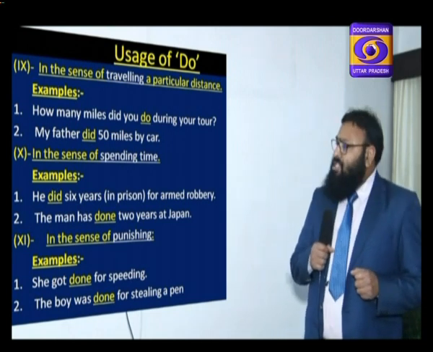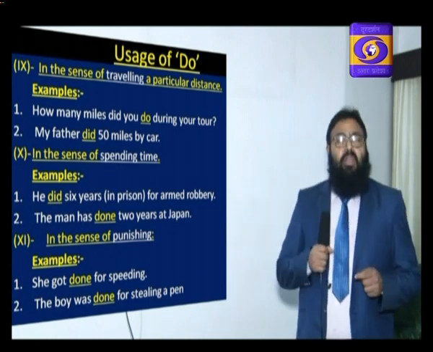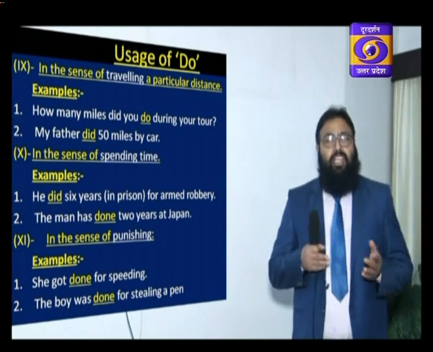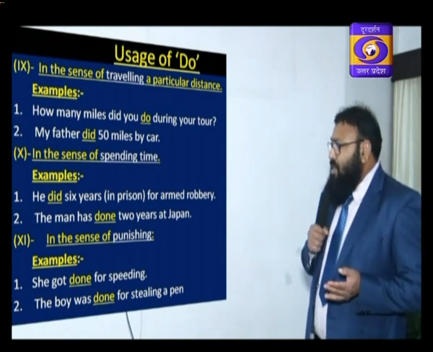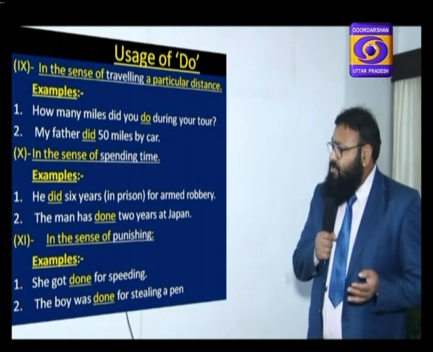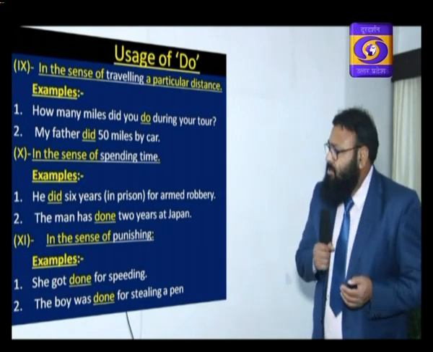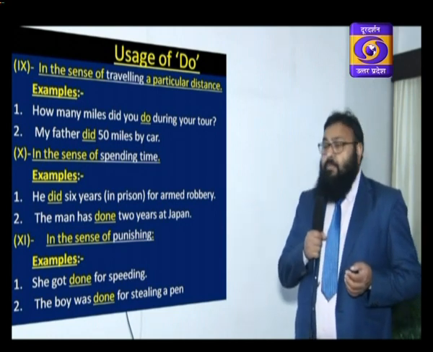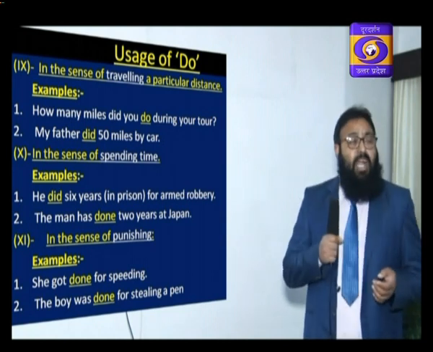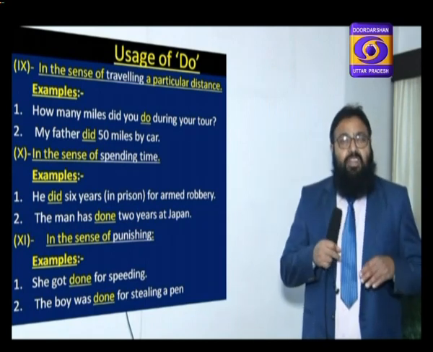Now, dear children, the ninth usage of do as a main verb is in the sense of traveling a particular distance. The examples are, how many miles did you do during your tour? Here do has been used in the sense of travel. My father did 50 miles by car. That means my father traveled 50 miles by car. So both do and did have been used in the sense of traveling.